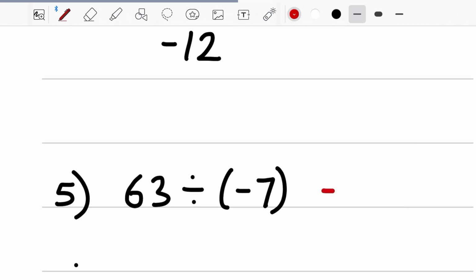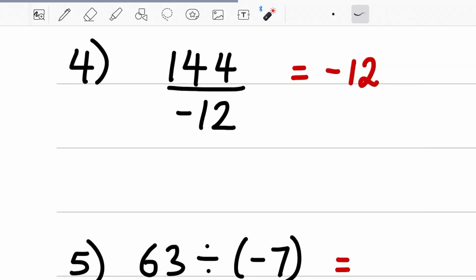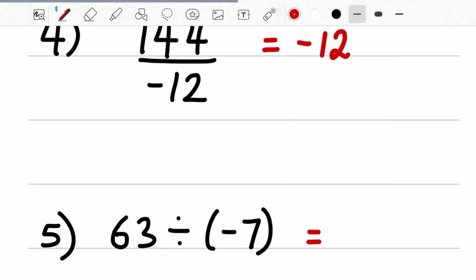Question 5, we have 63 divided by minus 7. And in this case, we use the division sign, right? Which means the same as something that looks like this, okay? So 63 divided by 7 is 9. 63 is positive, 7 is negative, so your answer will be negative.